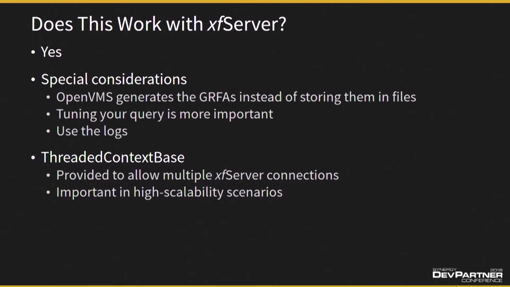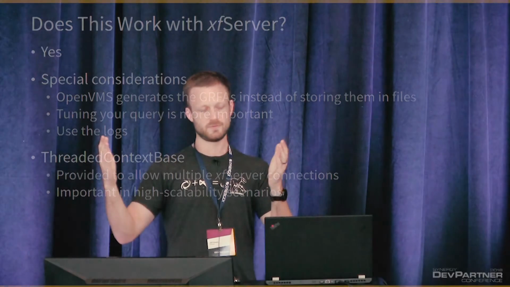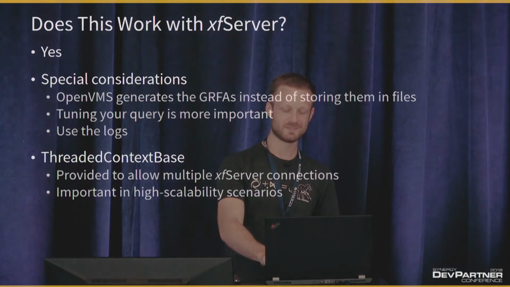And this is obviously important for high scalability scenarios, because if you're just talking to one XF Server for all of your requests, it's a bottleneck. If you had like 6 different threads working at the same time, and they all ended up in one connection, that obviously is the same as having one thread working on stuff instead of 6.